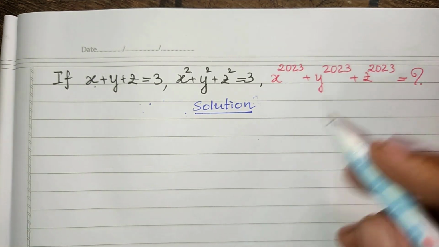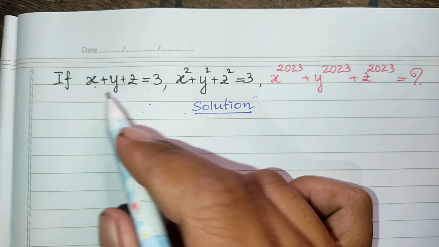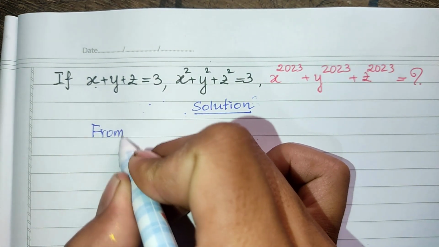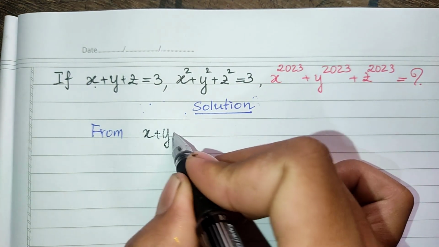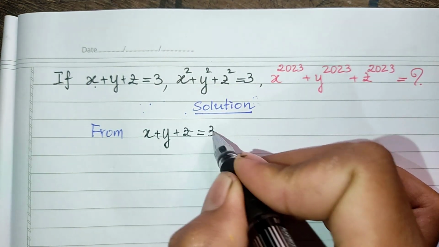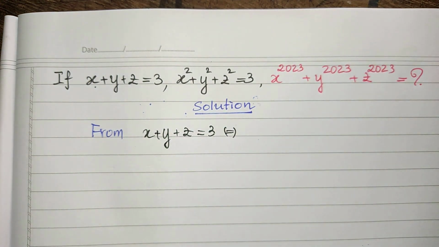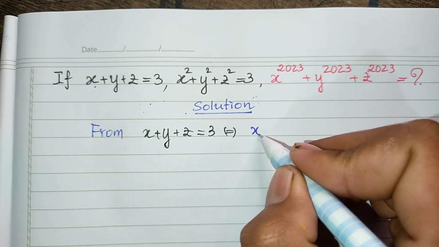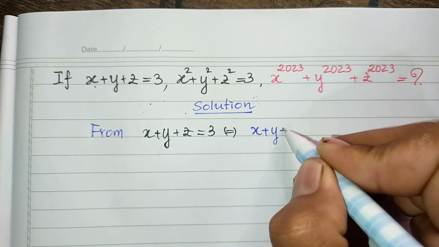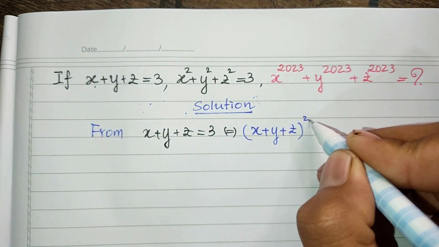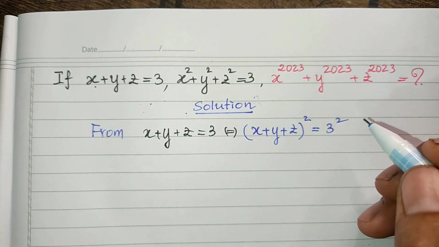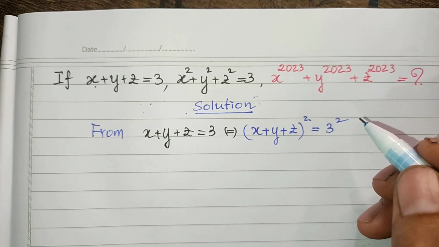Okay, to find this, you have this equation, x plus y plus z equals 3. Now I raise both sides of this equation to the square. So I get x plus y plus z all squared is equal to 3 squared.